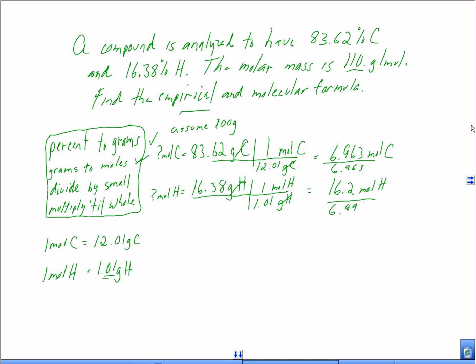When I do that, 6.963 divided by 6.963, I get 1 here, obviously. And what do I get here? Well, I end up with 2.35.